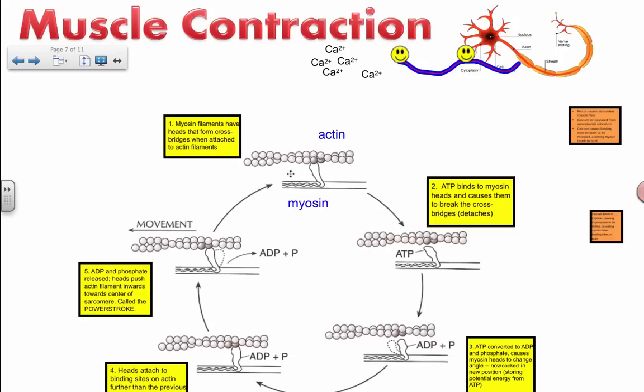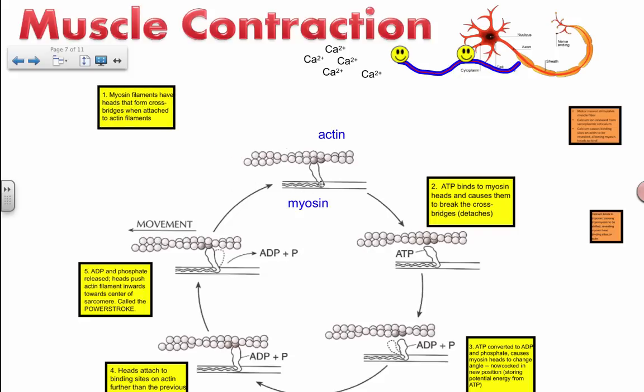ATP is obviously involved, and we're going to see how this actually works. There's another small detail. It's not that small actually, but it involves calcium ions, and this is why calcium ions are necessary for muscle contraction, but we're going to go into that right afterwards. First, let's summarize in these 5 steps exactly how muscle contraction happens.